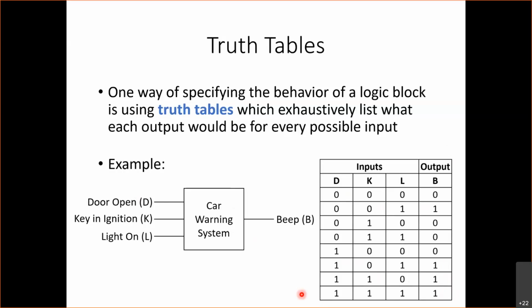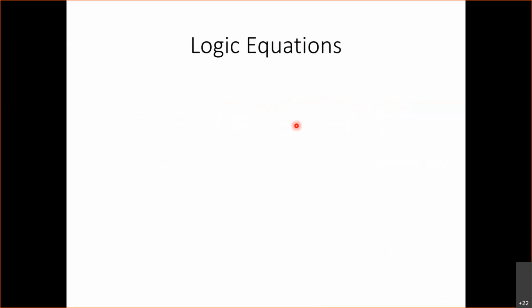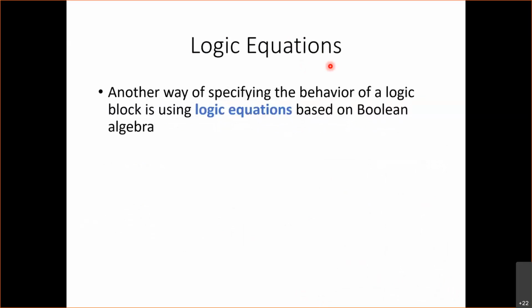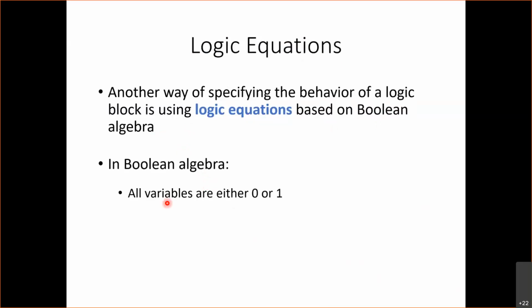Okay, let's move on. So another way to specify the behavior of a logic block is using logic equations. So logic equations are essentially based on Boolean algebra, which you've probably already seen in CMPS 211 as well. And in Boolean algebra, all variables are either 0 or 1. So that's why it's a convenient representation for logic blocks, because logic blocks process signals that are either 0 or 1.